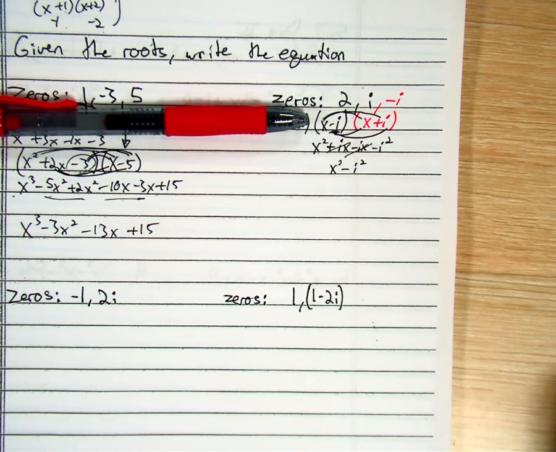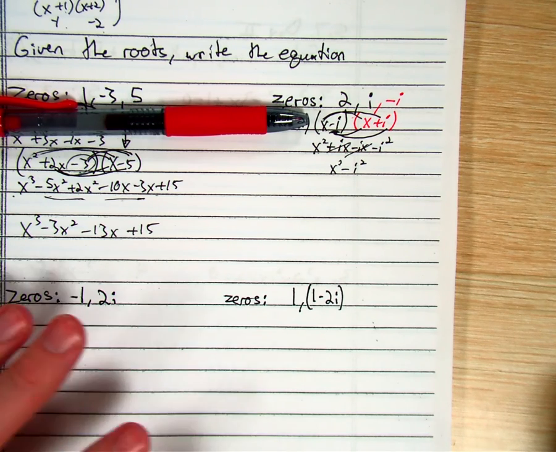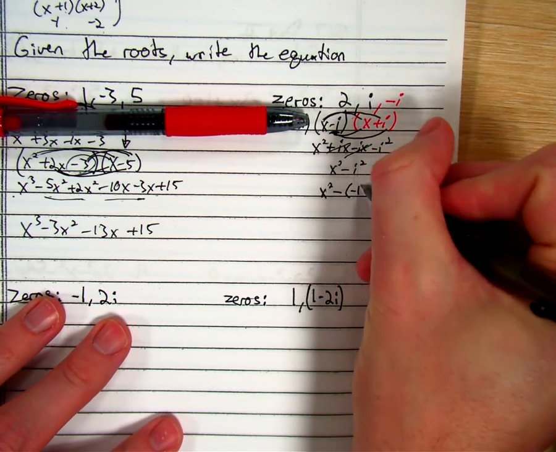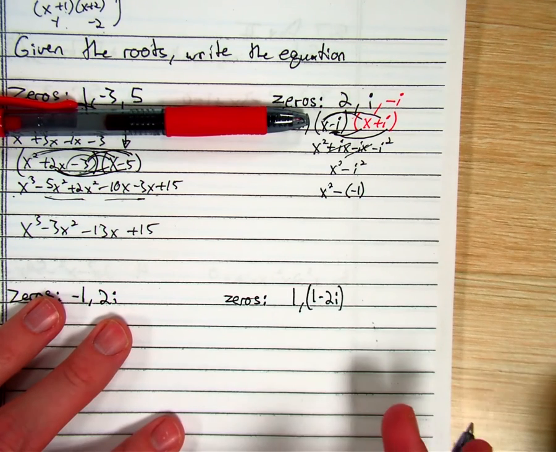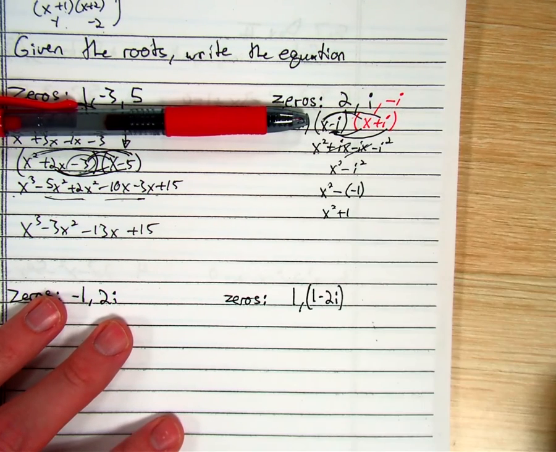Think about where i's come from. The square roots of negatives. The most basic one, just single i, comes from the square root of negative 1. So if you have i squared equals negative 1, minus negative 1 would make this now x squared plus 1.